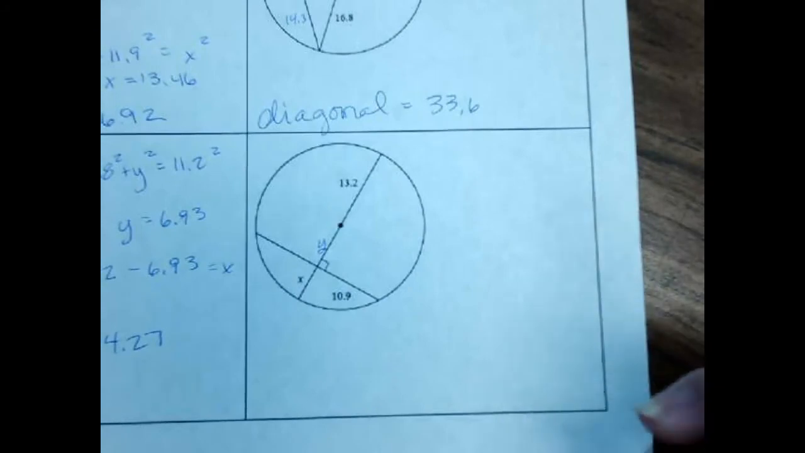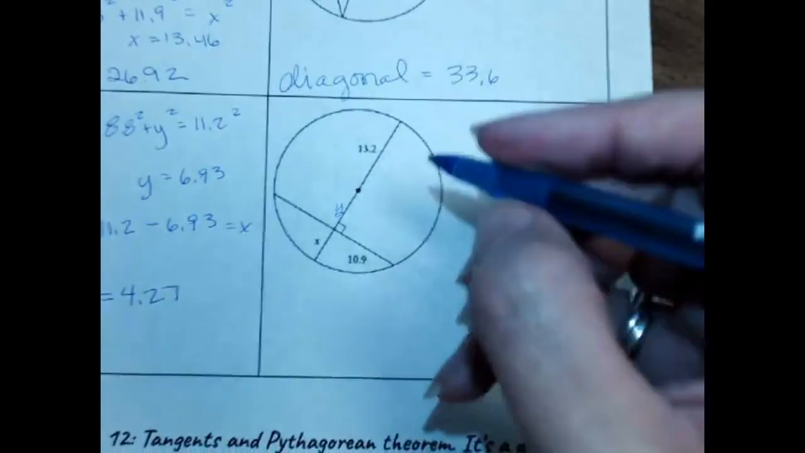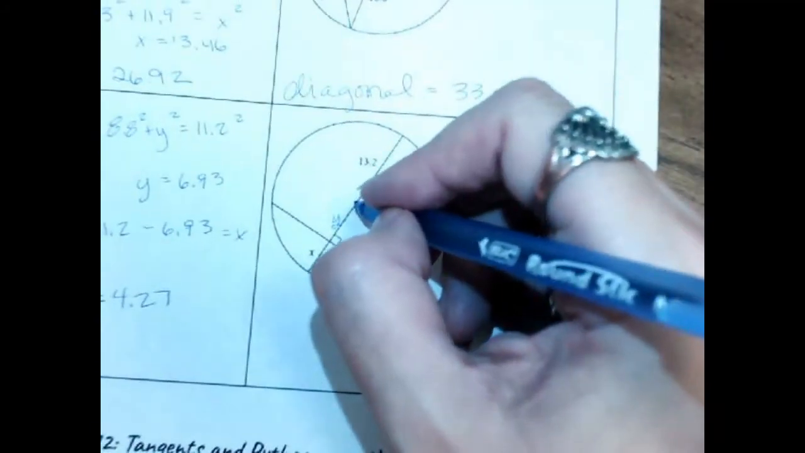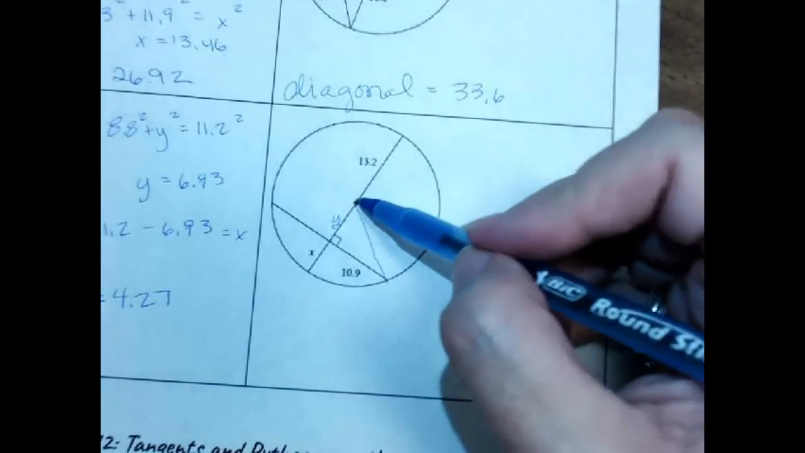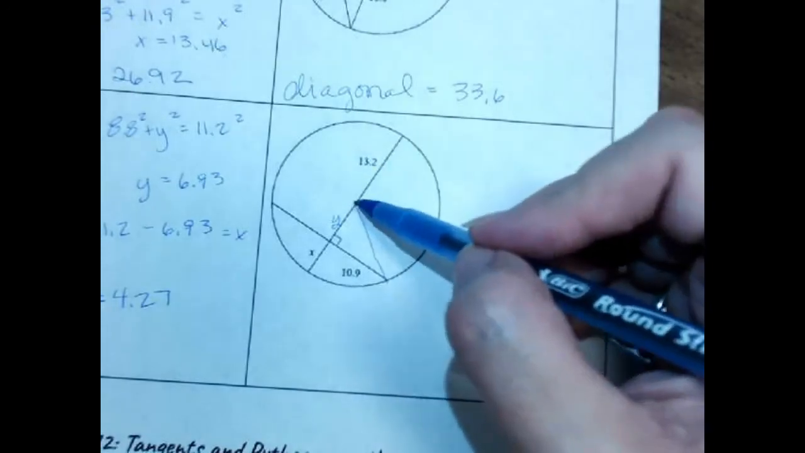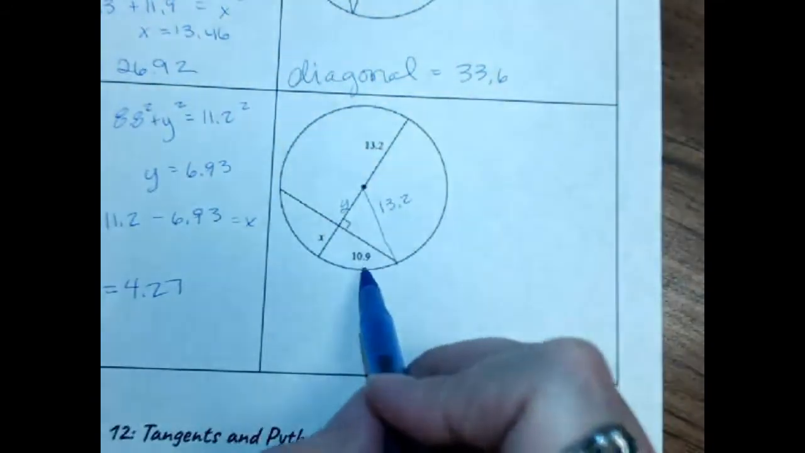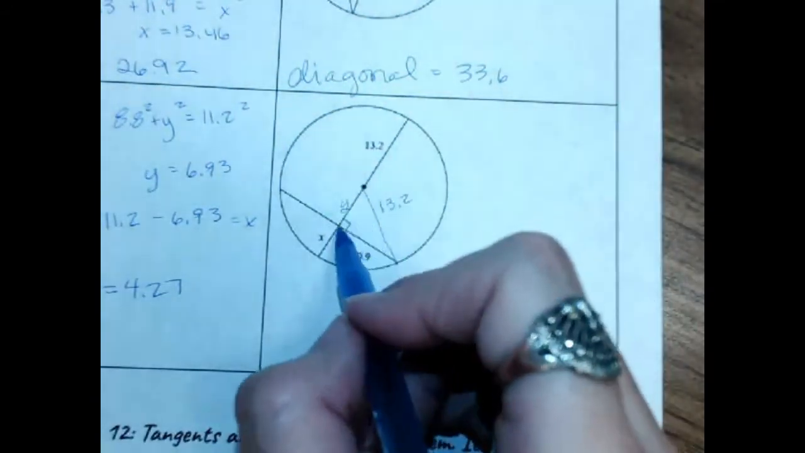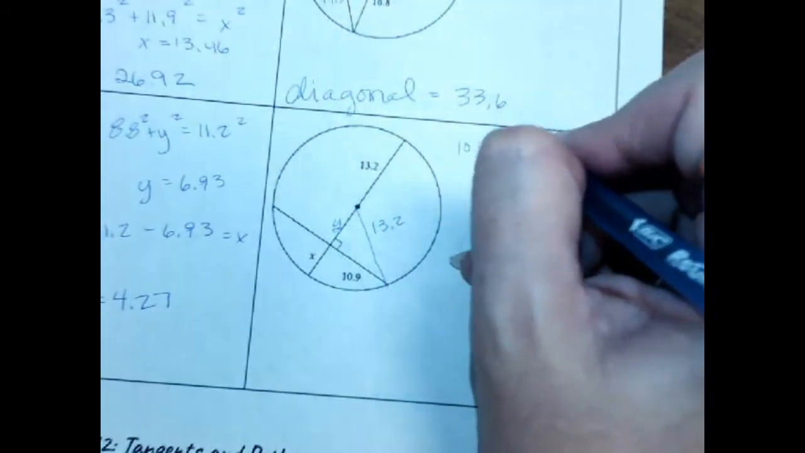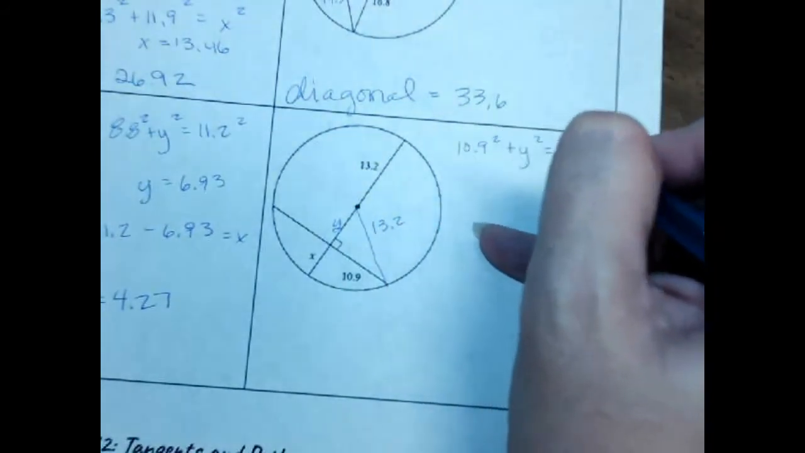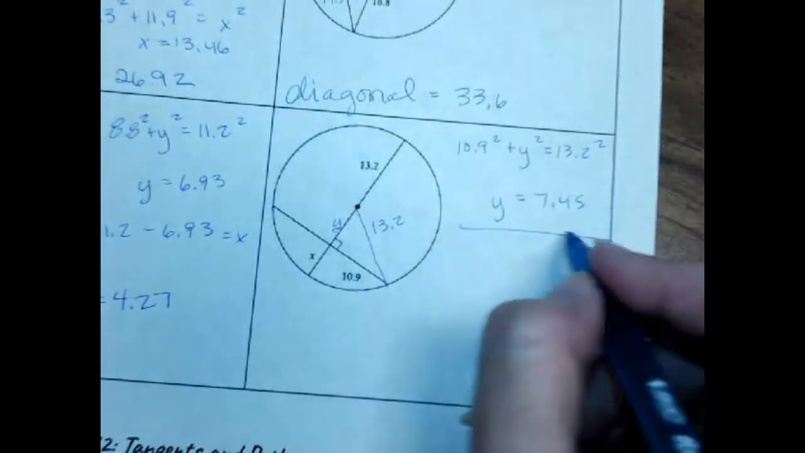And finally this one. Okay, this one doesn't even have a triangle drawn in for us, so we have to draw it in from here to the corner there. And how long is this side? Well, this radius here is 13.2, so this radius here is 13.2. This side is 10.9, so I can now find the y. 10.9 squared plus y squared equals 13.2 squared. Y is 7.45.